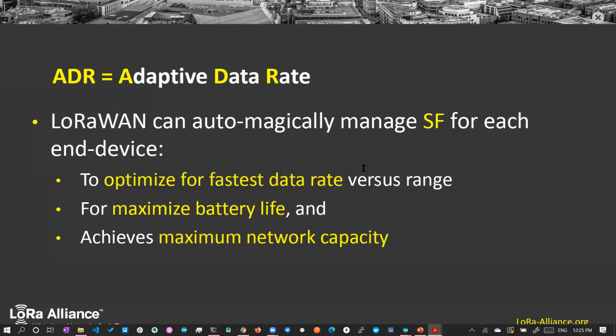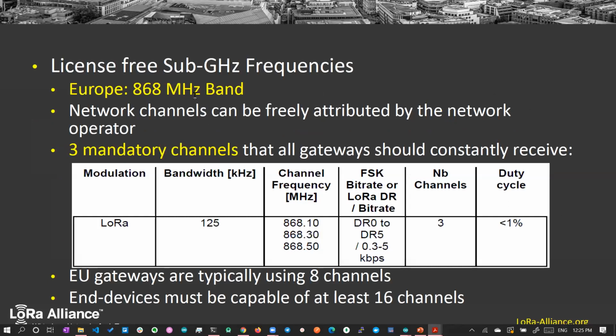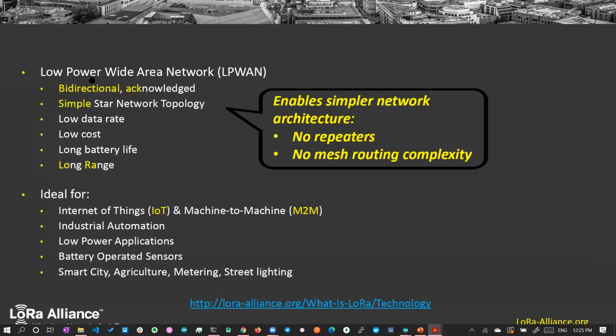And also, if you see other things, it is for the European band. We'll leave all these things. But why LPWAN, low power wide area network: bidirectional, acknowledged. It also uses a simple star topology, because no repeaters and no mesh routing are needed. So there is communication from the gateway to the node and from the node to the gateway. Behind the gateway there are a lot of networks, because we use the internet, the network server and the application server; a lot of things are involved. But from the gateway to the node, it is always star. Low data rate, low cost, long range, and long battery life.